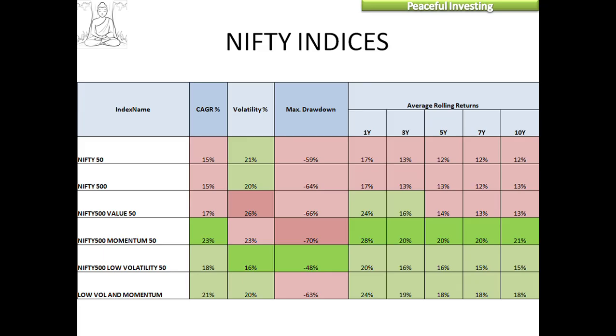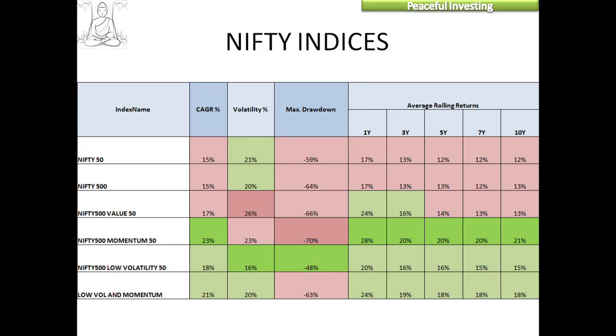But if you look at the rolling returns, 10-year rolling return is 21%, 7-year rolling return is highest, 20%, 5-year is also 20%, 1-year, 3-year rolling returns are also on the higher side. In fact, of all the indices which we have evaluated over here, this has the highest rolling returns across the board. Okay. Now let's look at Nifty 500 low volatility 50.